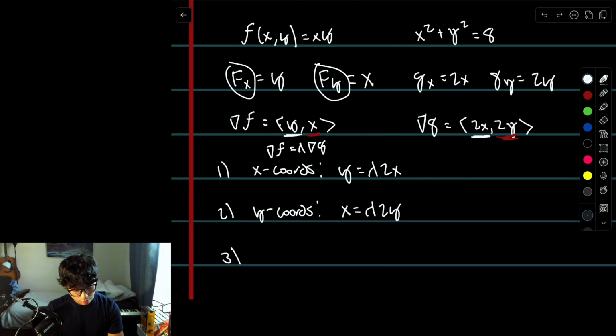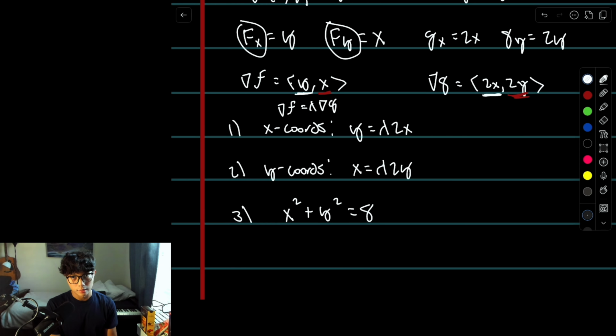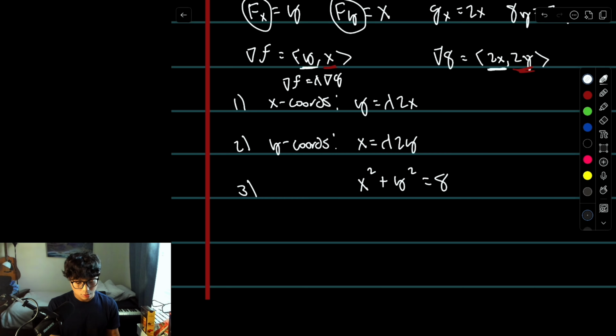Now for our next part of our system of equations, we're plugging this all into x squared plus y squared equals 8, which is our constraint. Now if you're wondering why I'm not putting down the fourth equation, which is for the z coordinates, that's because we don't have z coordinates. So with this system of equations, all we do is just sub in for each other.